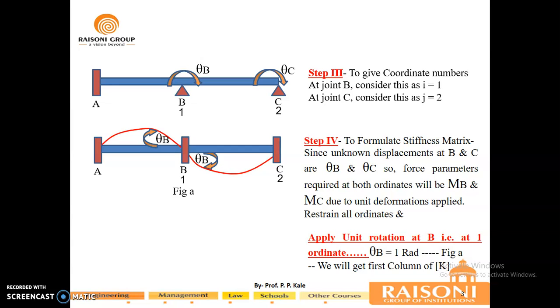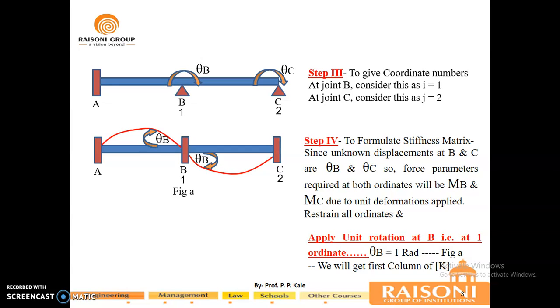Whenever one of the ends gets rotated, there will be a generation of moment, or whenever a moment is applied at one end of a fixed beam, there will be generation of rotation. This is the relation, you have to remember it, and its value will be in the next step. So put theta b equal to 1 radian. We will get the first column of the stiffness matrix, that is elements k11 and k21.